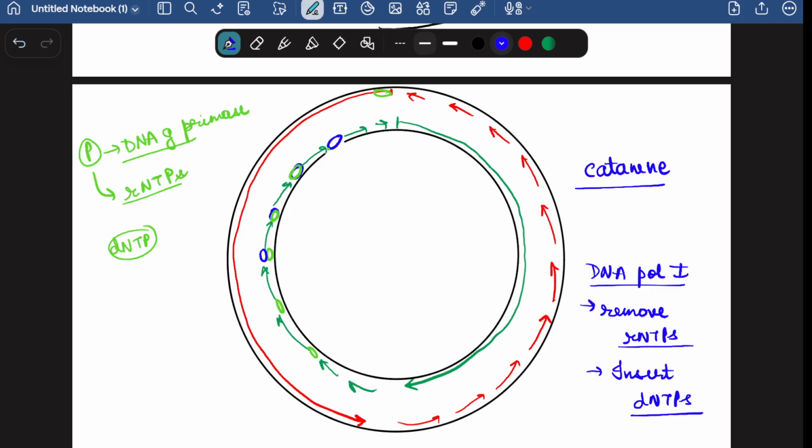So this is how the replication takes place in the prokaryotes, and this is the circular mode of replication. In the next video, we'll talk about the regulation of the replication in prokaryotes.